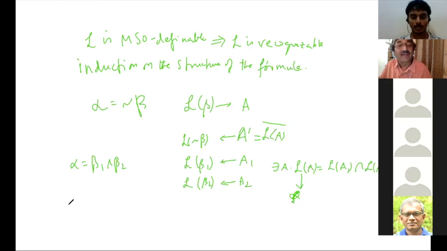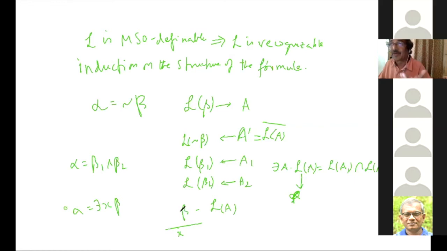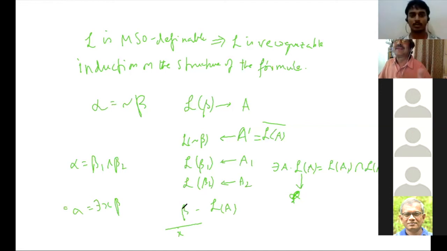What about alpha of the form there exists X beta? Well, for beta, I've got a language, some automata. Now, I want to go in every run, look at some particular position X, and project it down, and consider the formula alpha. But that's basically the notion of alphabetic homomorphism, and recognizable languages are closed under homomorphism as well. So there are enough closure properties of recognizable languages that lift you the whole thing.